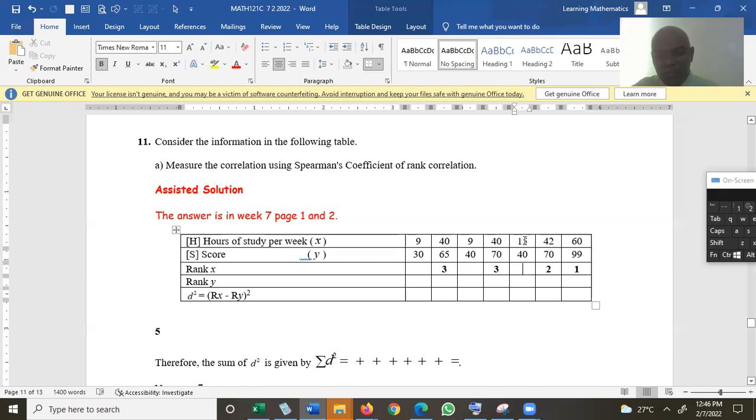And then we are ranking 15. 15 comes out fourth. And then fifth now is 9 and 9. So 9 and 9 come out fifth. There's a tie in fifth.